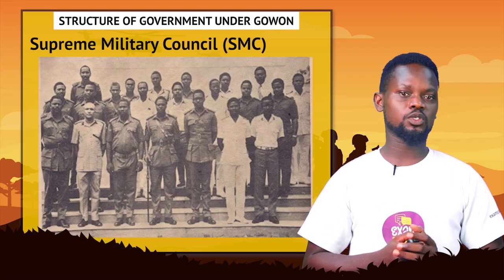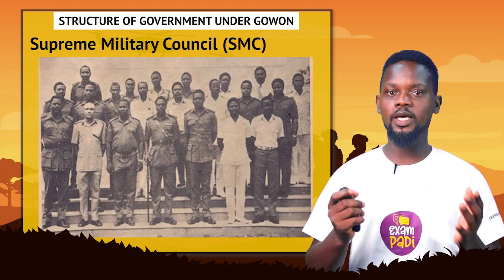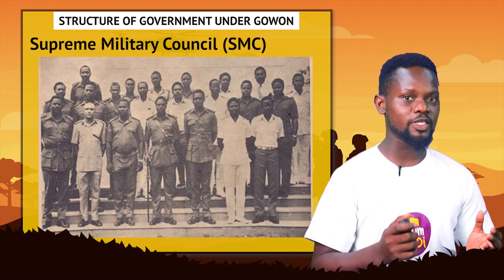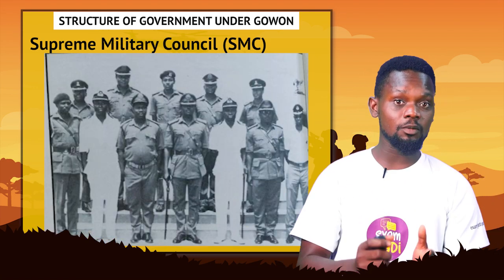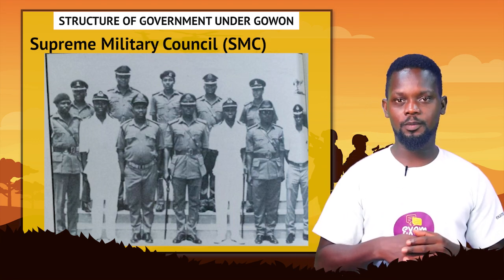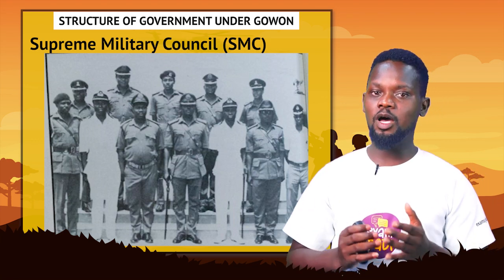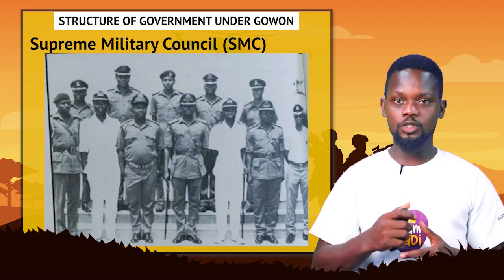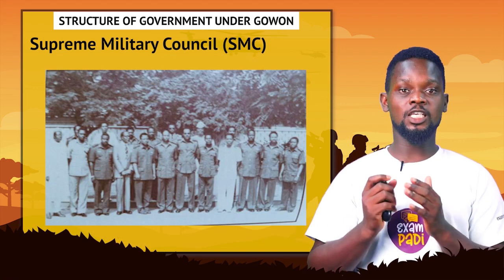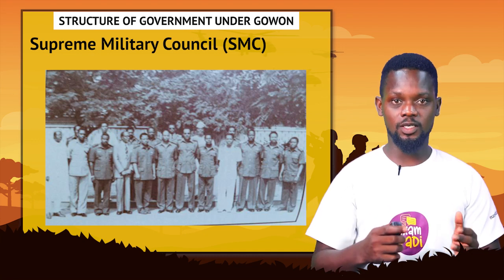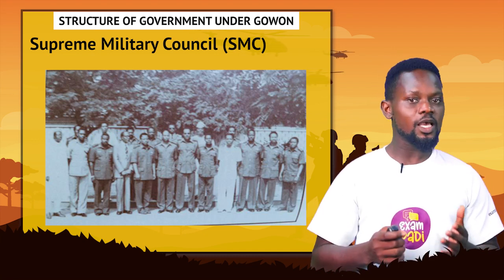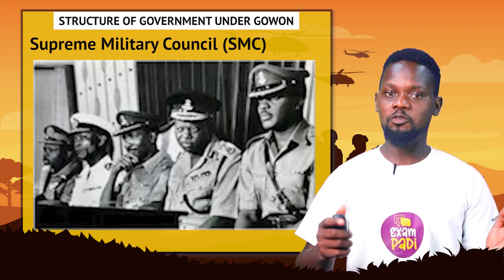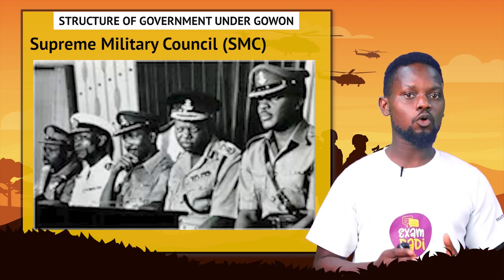Under the head of state was the Supreme Military Council (SMC). Members of the SMC included the head of state and Commander-in-Chief of the Armed Forces as the chairman. Others included the Chief of Army Staff, Chief of Air Staff, Chief of Naval Staff, the military governors of 11 states, and the administrator of the East Central States. The SMC formulated policies, took decisions on major national issues and foreign affairs, and maintained law and order.